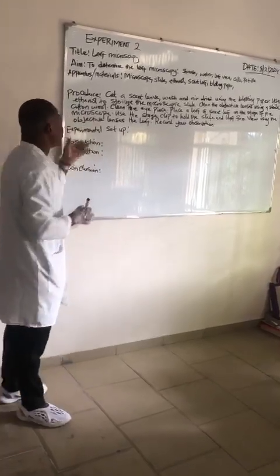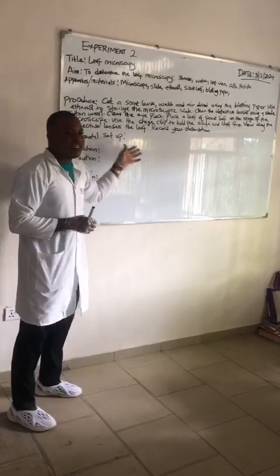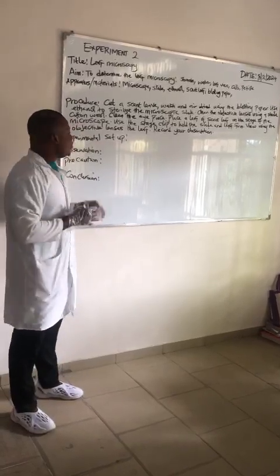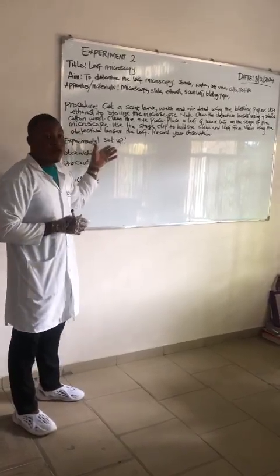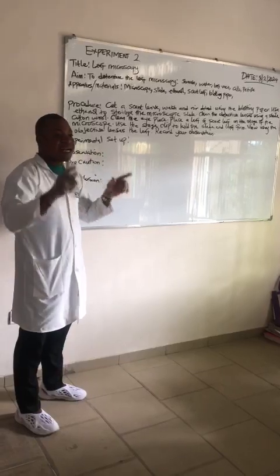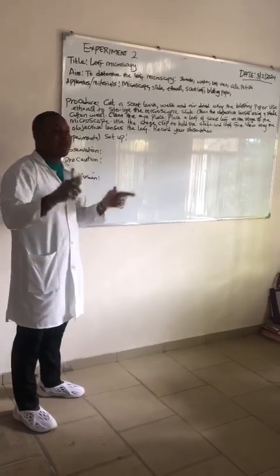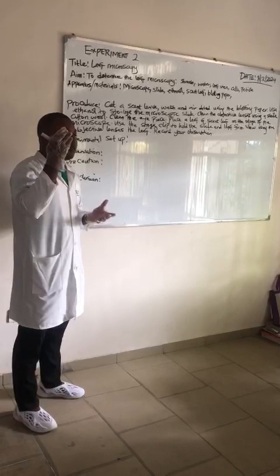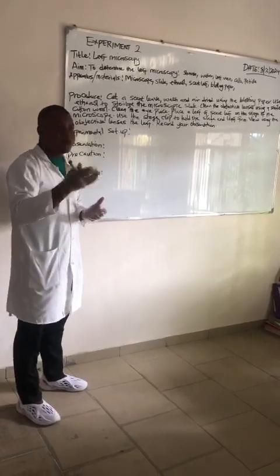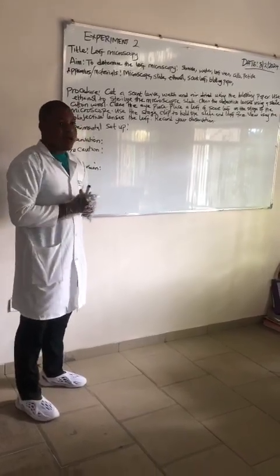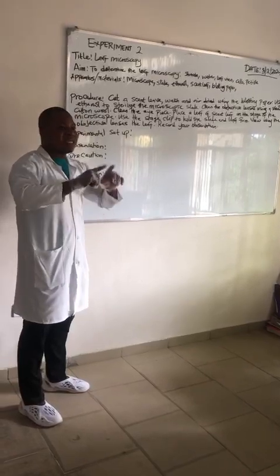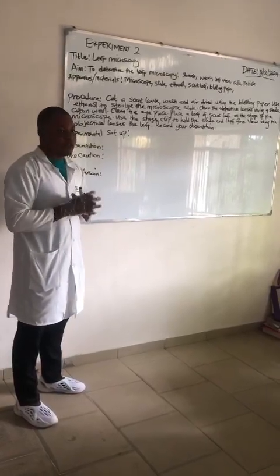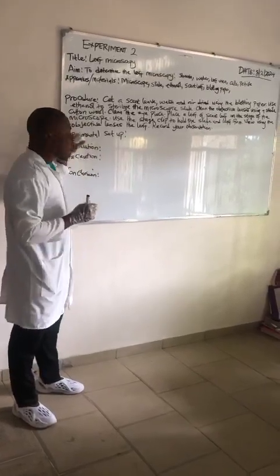Then the next thing is your experimental setup. Since we are making use of the microscope, we are going to take a diagram of the microscope. The diagram of the microscope together with the microscopic slide and the leaf on top is the experimental setup. Are you with me? Yes. You are going to give me a detailed diagram of the microscope. That becomes your experimental setup.